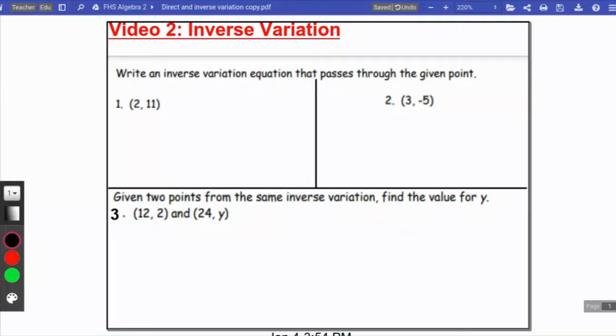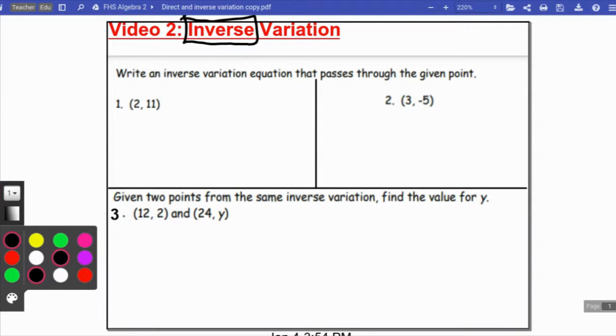All right, now video 2, what is it about? This time I'm isolating it, meaning we're just going to focus on inverse variation. The last video was direct and inverse. This time it's just inverse. All right, so check this out. Write an inverse. Stop. They use the word inverse. So last video I told you every time they say inverse variation, you're going to have two equations. The first equation is y equals k over x, where k equals y times x.